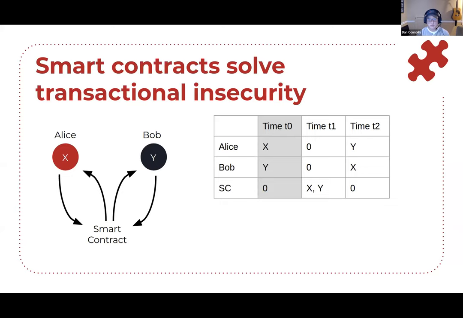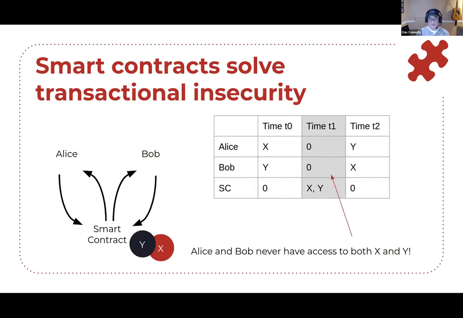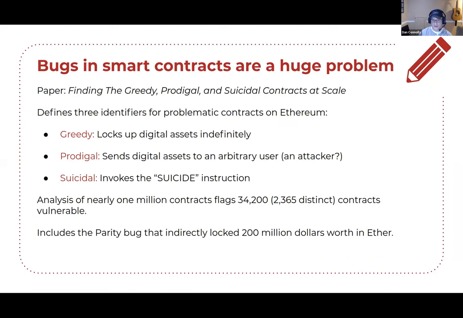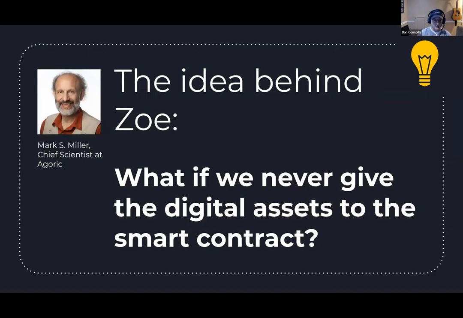Okay, so one thing you can do with this new technology is Alice and Bob can both give their stuff to the smart contract and the smart contract can redistribute the rights. Yay. And so Alice and Bob never have access to both X and Y at the same time. This is great. Okay, so what if the smart contract is buggy or malicious? And this is not a theoretical question. It happens a lot. I don't expect I need to go into that in this audience. Zillions of dollars went away.